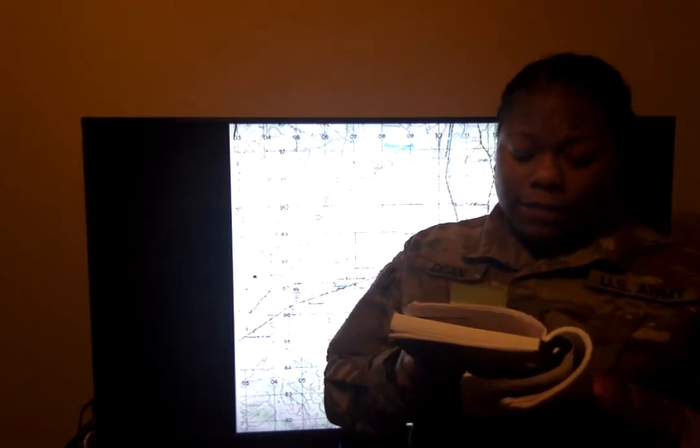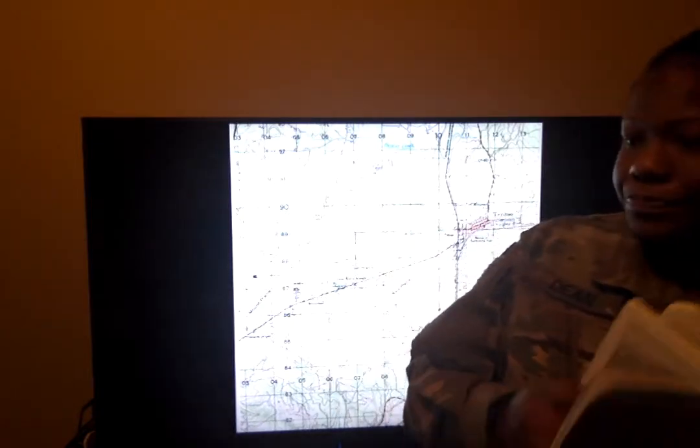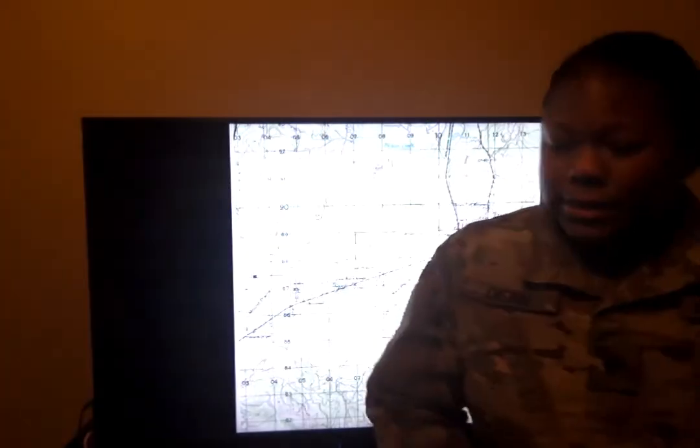The standards are: determine the straight line distance between 2 points with no more than a 5% error, and the road distance between 2 points with no more than a 10% error. Alright, with that being said, we're going to begin our class.